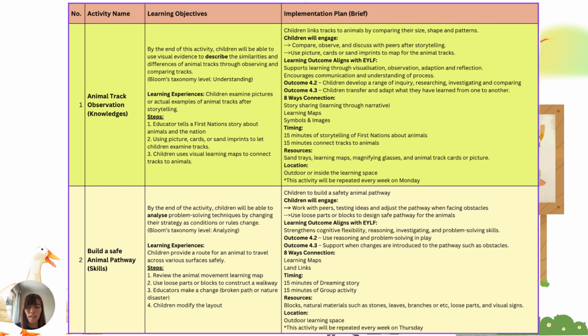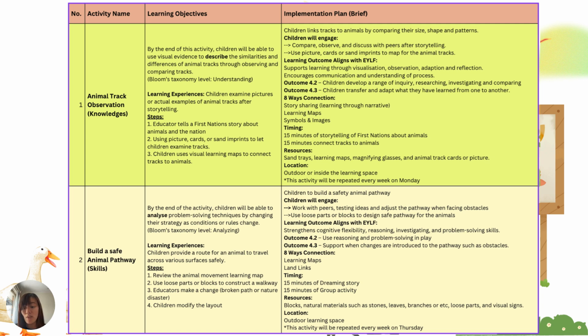There are two outcomes aligned with the EYLF. The activity supports EYLF outcome 4.2, which is that children engage in inquiry, observing, comparing, and questioning, and also aligns with outcome 4.3, which is supported when children apply this knowledge to a new image and recreate tracks in sand, demonstrating the ability to transfer learning across contexts. This activity will be repeated every week on Monday, which allows children to gain some knowledge at the beginning of the week. Now, followed by the second activity, which is actually connected to activity 1 as well.